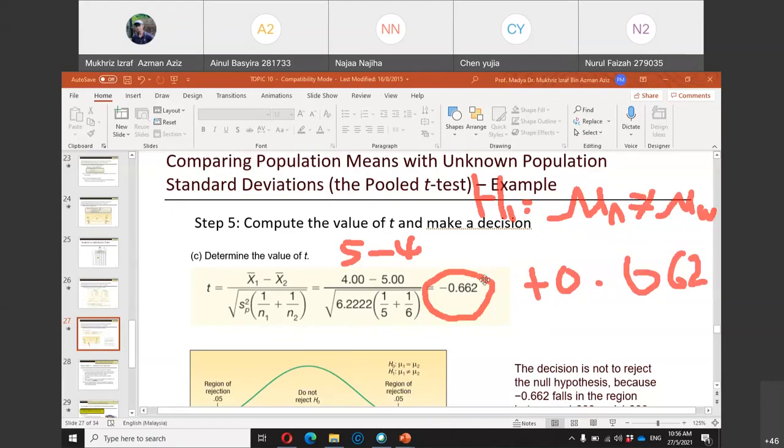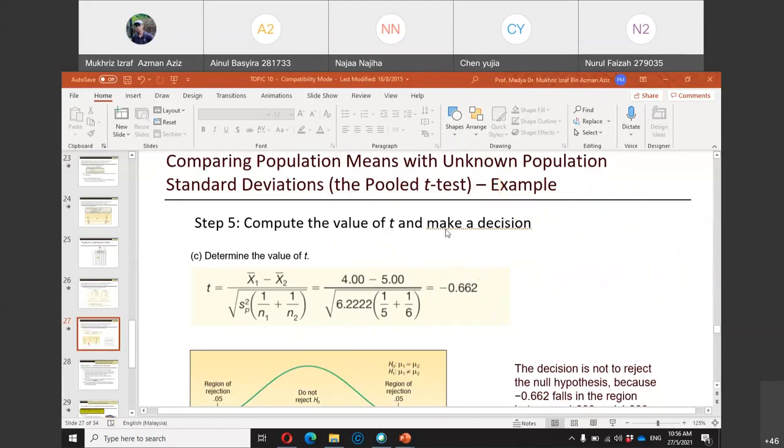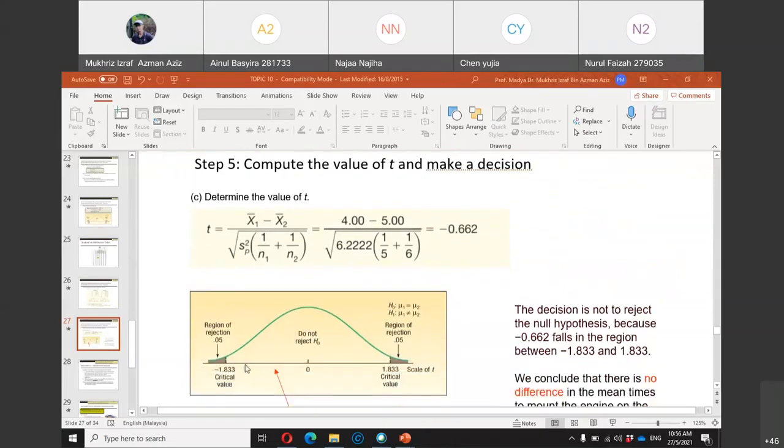Both are still correct, because if you get negative 0.662 like in the slide, you are going to compare on the left side of the tail. But if you get positive 0.662, you are going to compare on the right side of the tail. Either way, the conclusion will still be the same. But remember, if you put 5 minus 4, this must also be correctly represented in your H1. You cannot put Wallis not equal to Atkins in your H1, but in step number 5 do the other calculation, Atkins minus Wallis. That is wrong. If you write your H1 as Atkins not equal to Wallis, then it would be Atkins minus Wallis as well. So the sequence must be consistent.